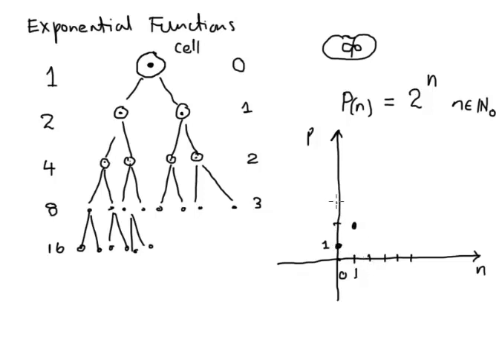Isn't it? 1, 2, 3, 4. Day 2 there are 4 cells. That is day 2. And so on.